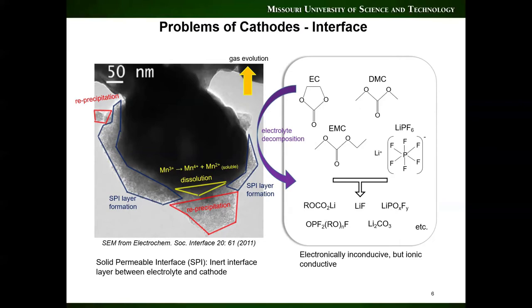During the initial few cycles, an important solid permeable interface layer, which we call the SPI layer, will form on the interface between the cathode and electrolyte. And this SPI layer can prevent direct contact between the cathode and electrolyte. However, if the SPI layer is not stable, its repeating decomposition and growth will consume electrolyte species and increase interfacial resistance in the lithium-ion battery.